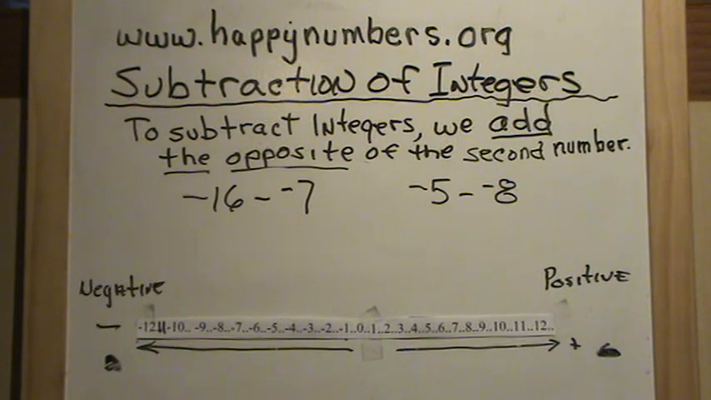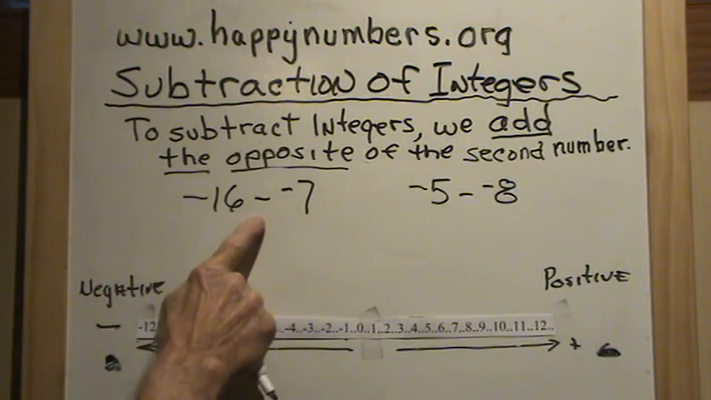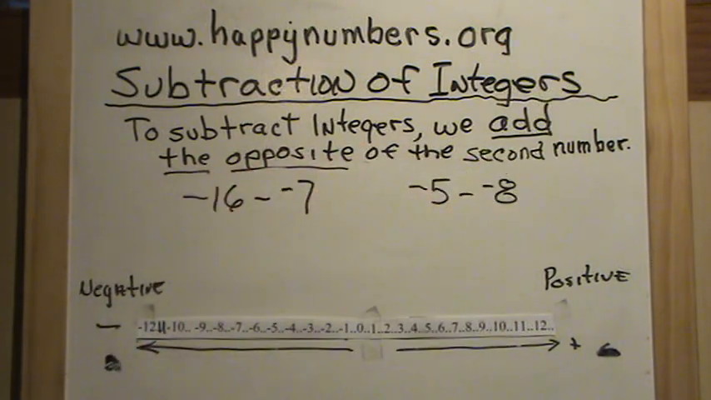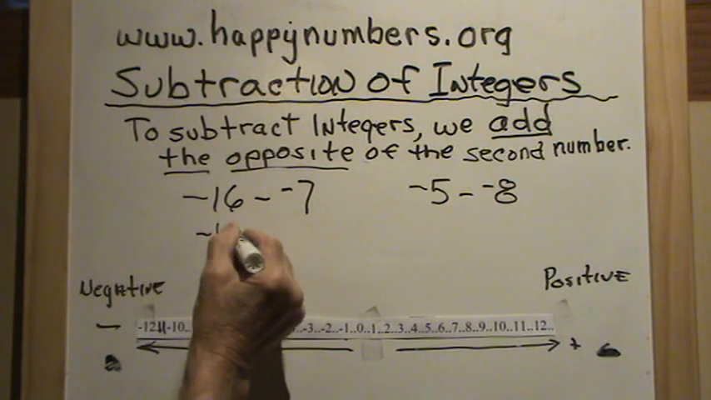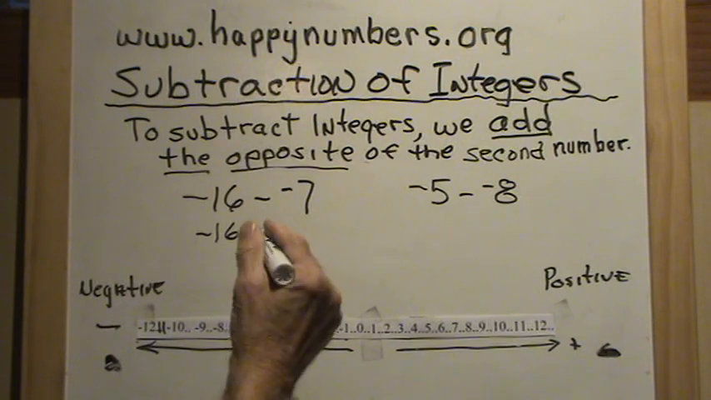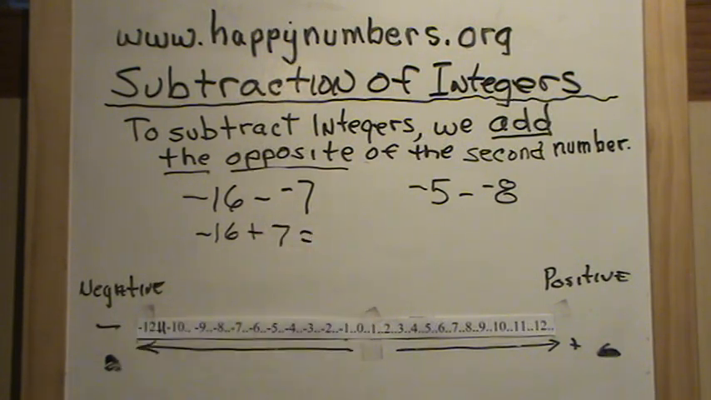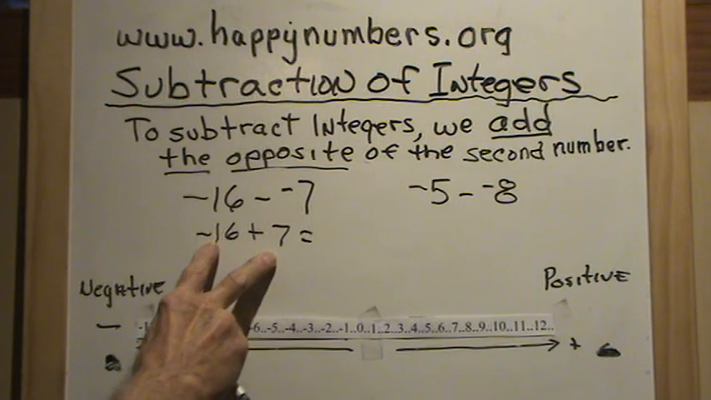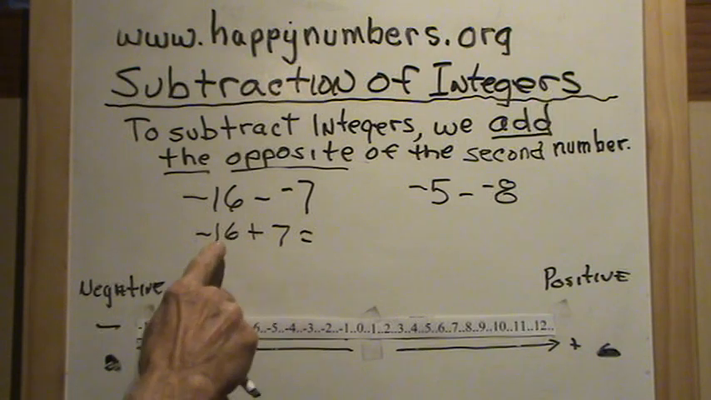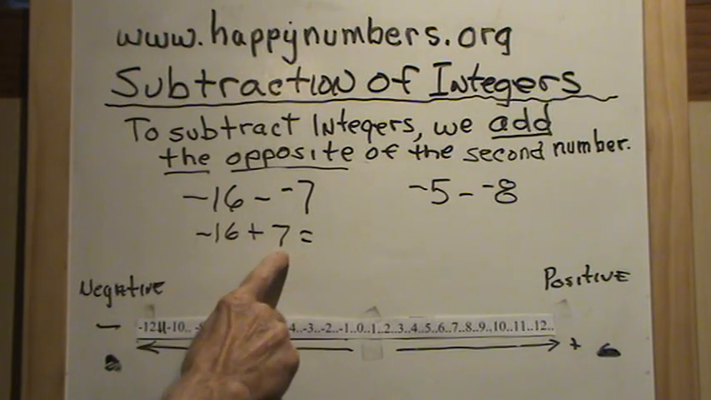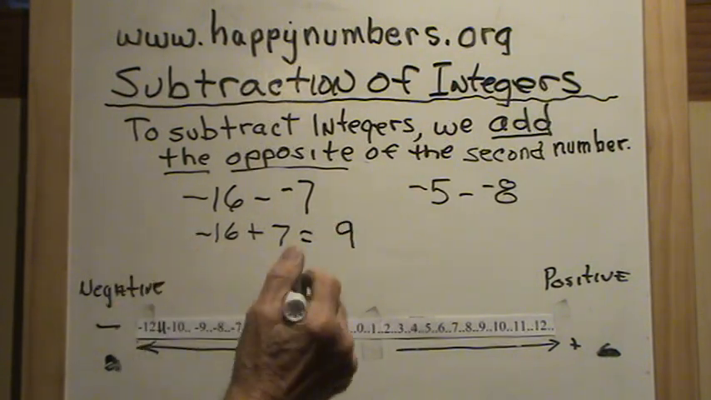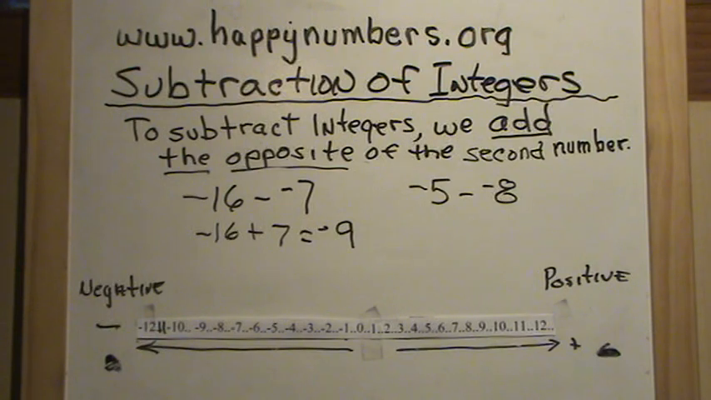All right, we have a negative 16 minus a negative 7. To subtract integers, we add the opposite of the second number. So we rewrite the problem, negative 16. Since we're adding, this becomes positive, and the opposite of negative 7 is 7. Now I have two signed numbers, and their signs are different. So I ignore the signs and I take the smaller number away from the larger number. If I take 7 away from 16, I have 9. And I use the sign of the larger number, which is negative. So the answer is negative 9.